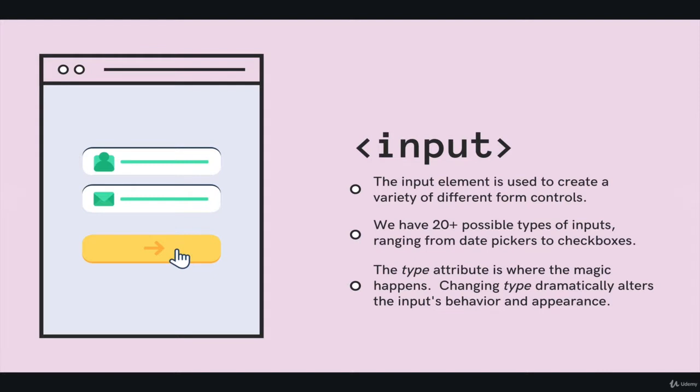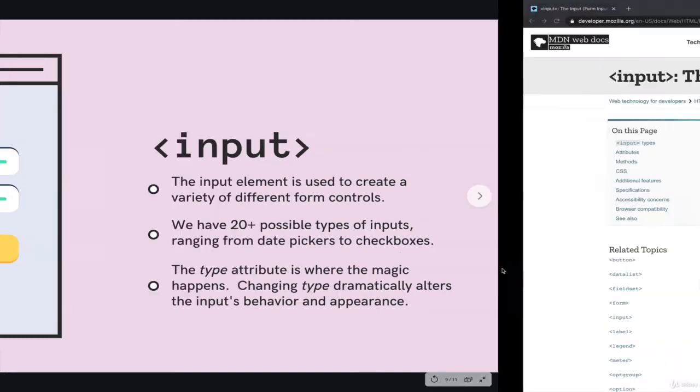That could range from a checkbox to a color picker to a date picker to a password input to just a plain old text input. The way this works is the exact same element, input, but we change one attribute called type. And type is going to dramatically alter how it behaves. So I'll show you some examples.